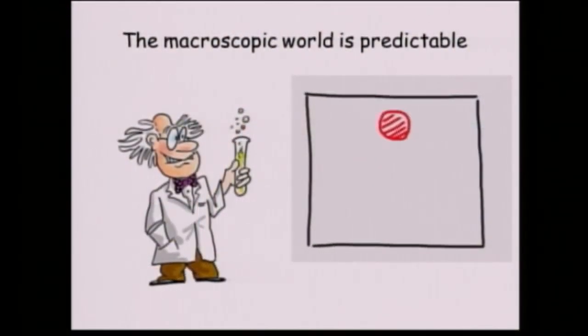So it keeps bouncing off the walls of the billiard table and just moves around. And this is well described by equations of motion that were handed to us down by Almighty Newton. Okay, so that's very predictable macroscopic motion.